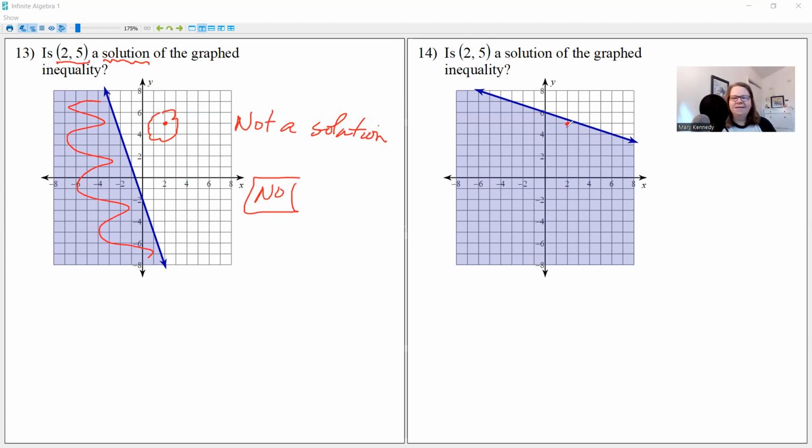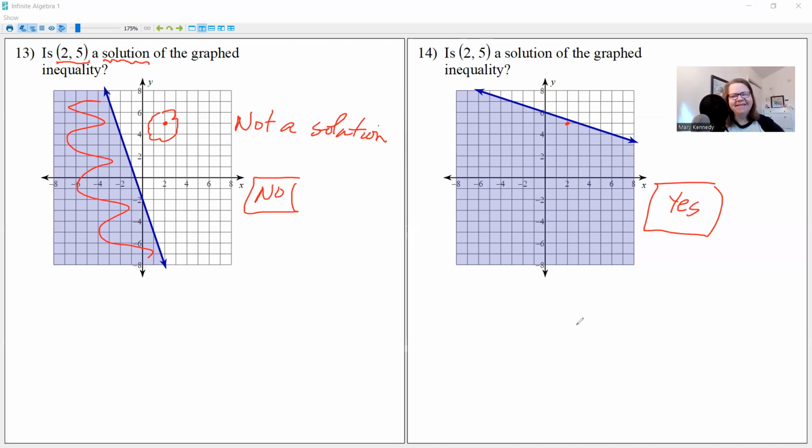And then this point (2, 5) on number 14, it's close to that line, but even if it was on the line, it would be okay because it's a solid line, and that's another story. But yeah, it's in the shaded part, and so this is a yes. This is a solution to this inequality. It's one of many, but yes, it's a solution.